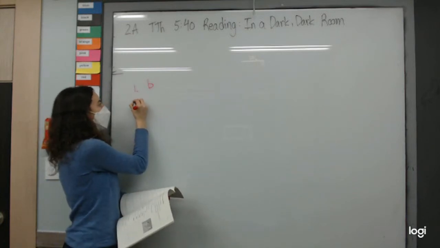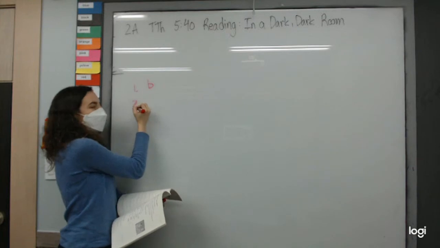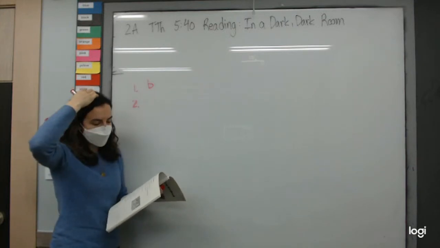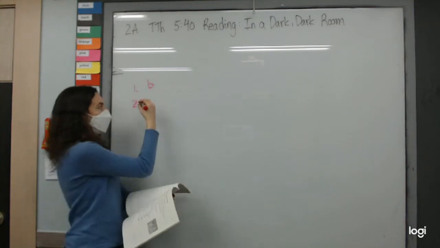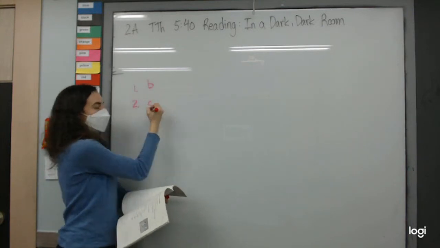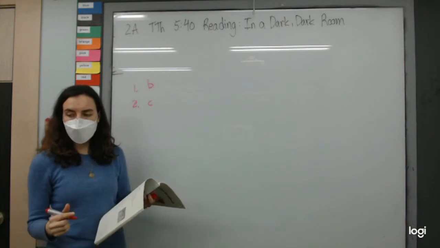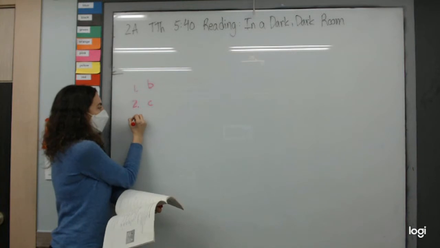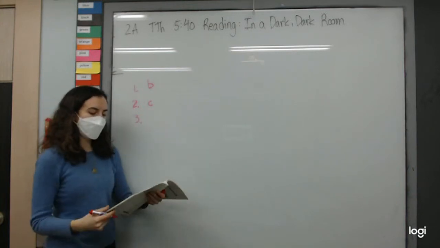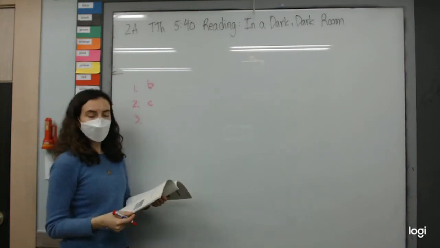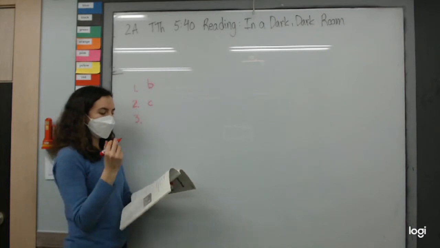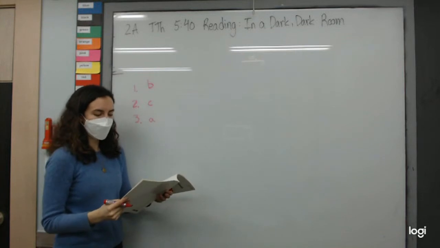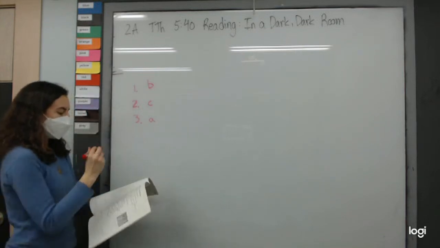Number 2 is corpse. What is a corpse? A corpse is the dead body of a person. So that's C. Number 2, corpse is dead body of a person. Number 3, ribbon. What is a ribbon? A ribbon is a long, narrow piece of cloth.